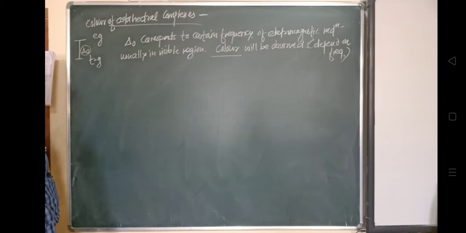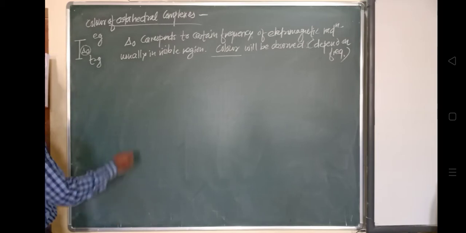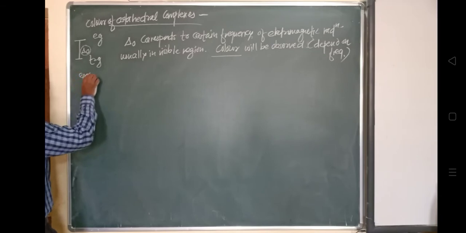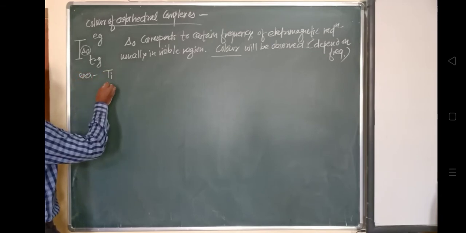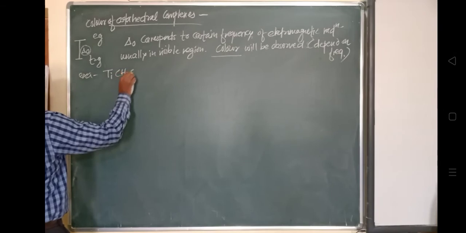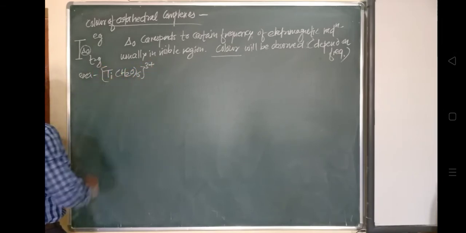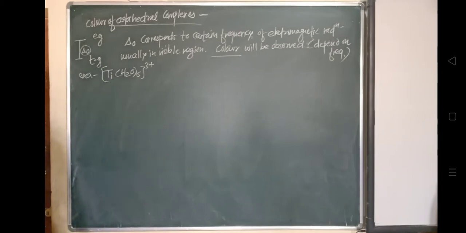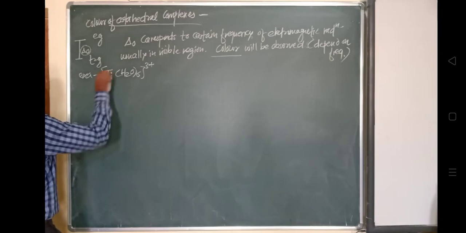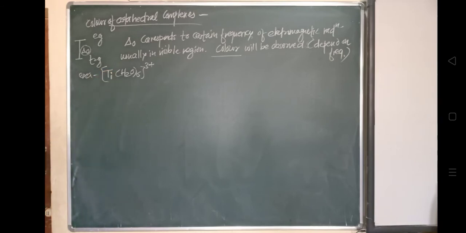So consider the example: titanium hexaaqua 3 plus complex, [Ti(H2O)6]3+. This is the complex. The central metal ion titanium has electronic configuration 3d. आप देख सकते हो, if you observe titanium, it will have a 3d electronic configuration.